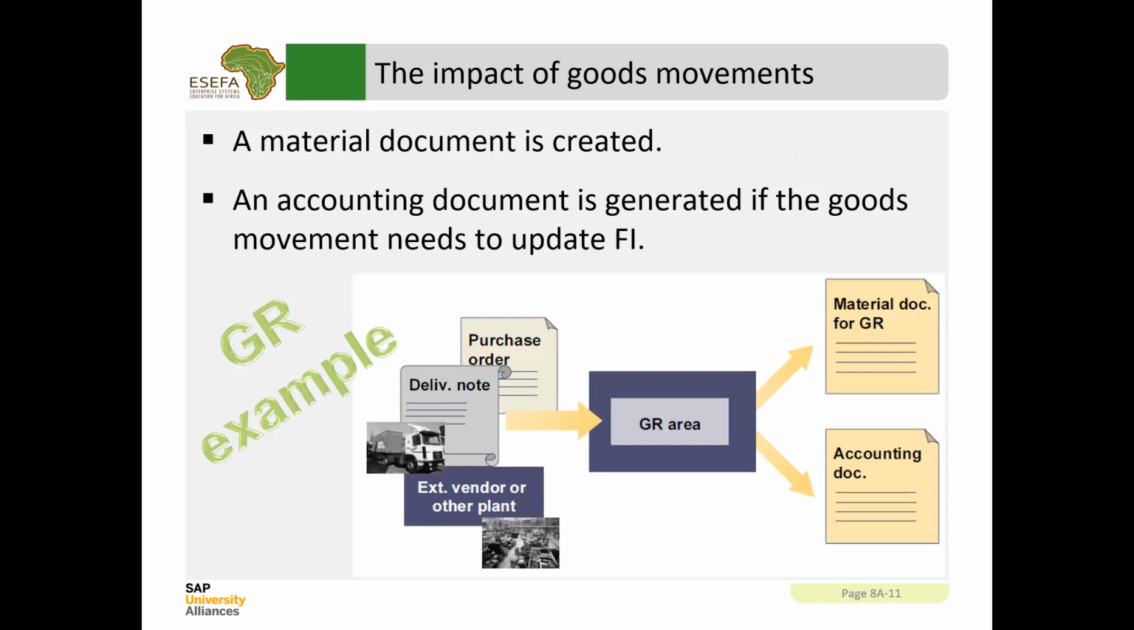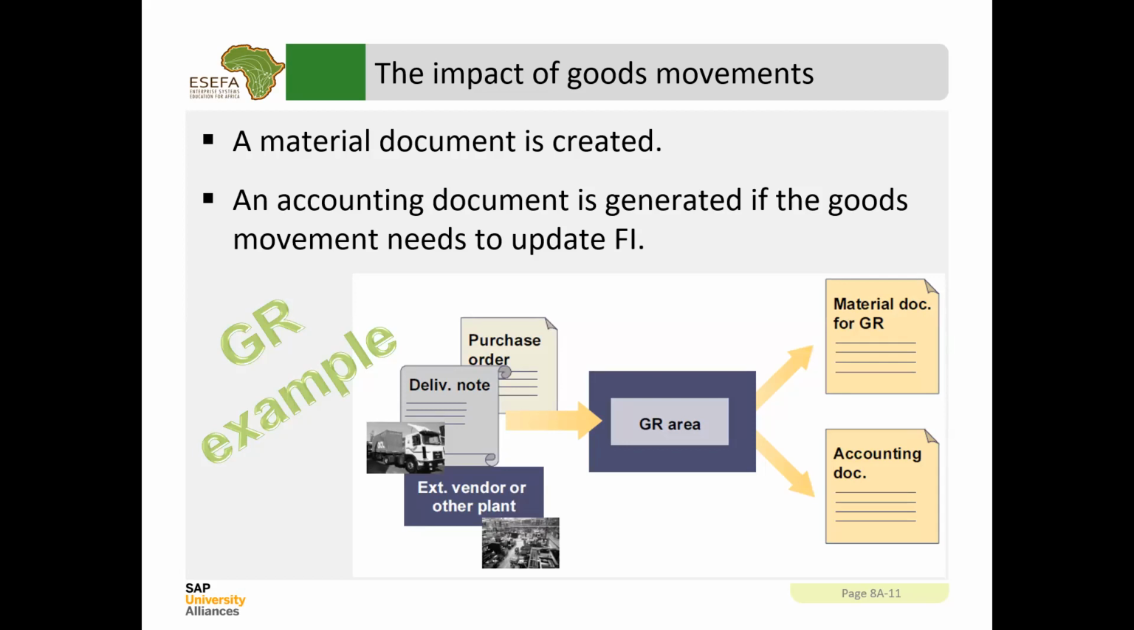Now, when particular goods move out of a plant or into a plant, documents are created, material documents. An accounting document is also created if the goods movement needs to update finance. So not all goods movements update finance. But we all know that once goods are moving, documents must be created, depending on the level.